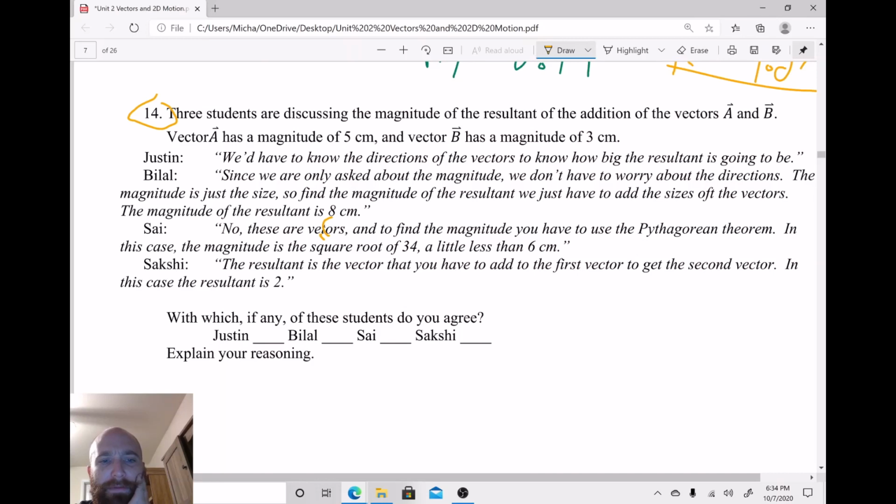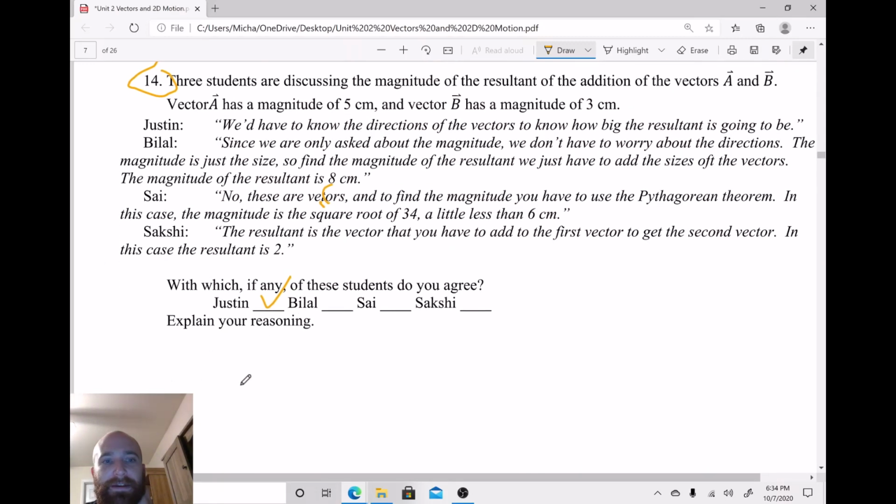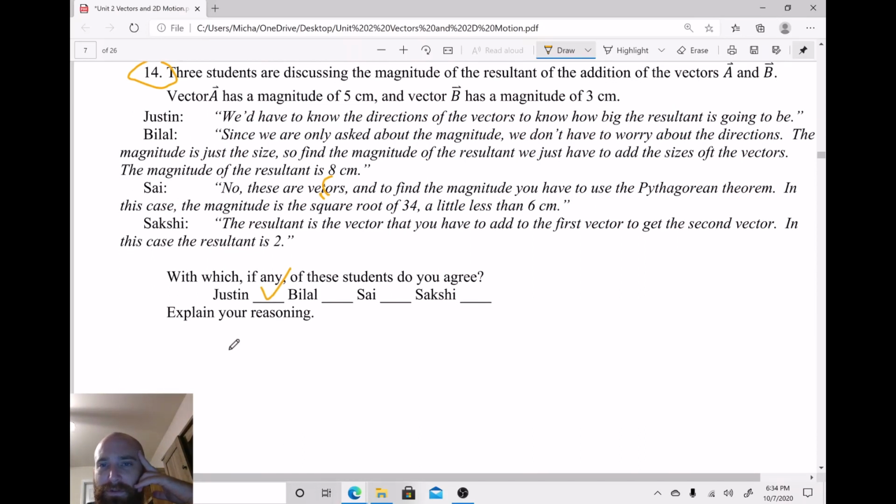I'm hoping you agreed with Justin, and only Justin. We have to know the direction the vectors are in order to see how big the resultant's going to be. I'm not going to write out the reasoning. I'm just going to explain it, and I want you to see if you can find your own words for it. I'll use pictures to help out, which you can use too. To know that, let's pick some of the simplest examples. We've got 3 and 5, right? So imagine you had 3 and 5 in the same direction.